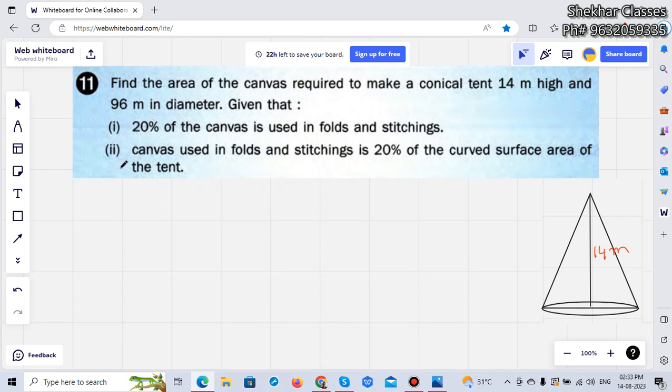So if you divide 96 by 2, how much will you get? It will give you 48 meter. This is the radius, 48 meter from here to here. Height is from here to here. Okay.